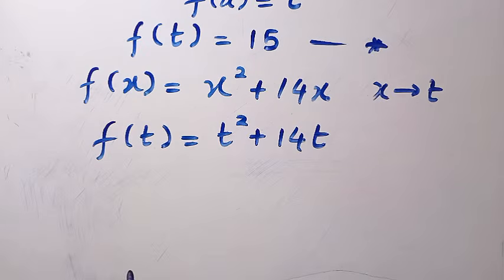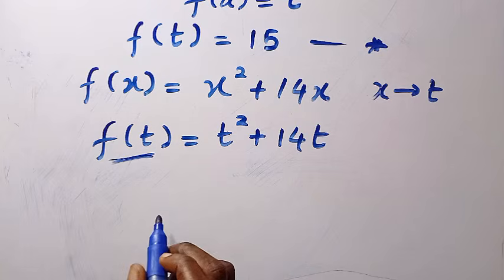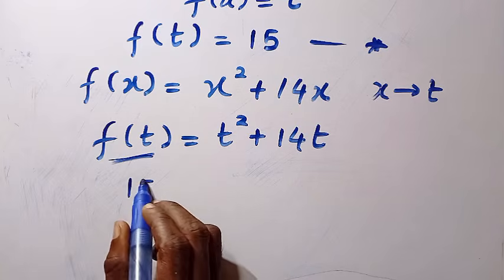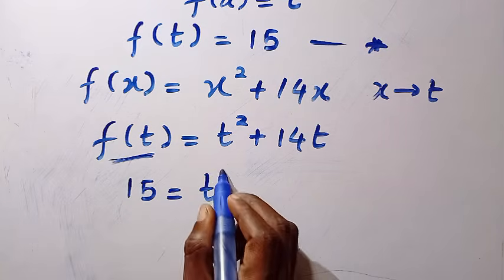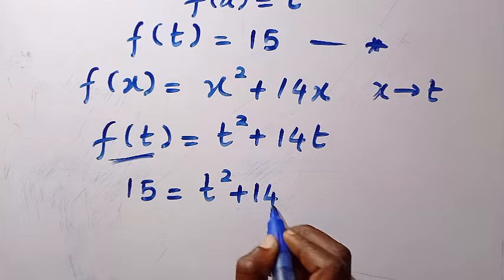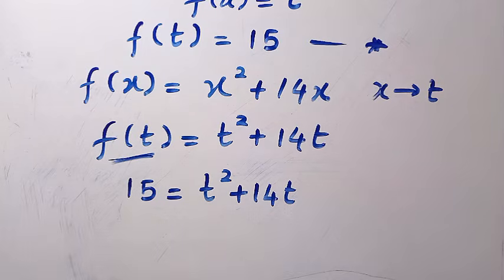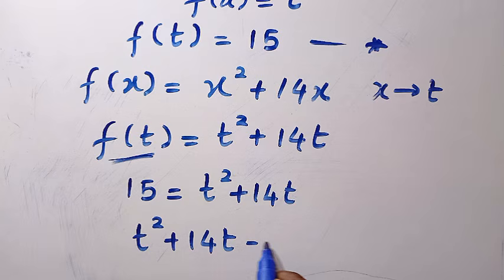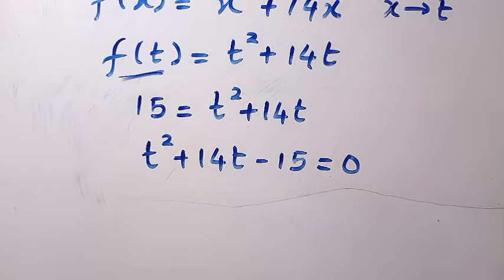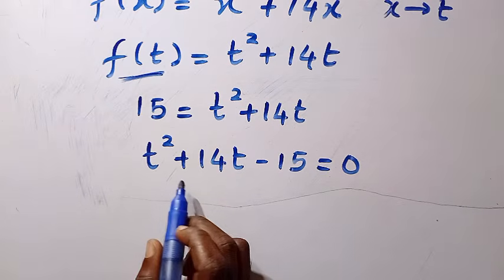And next we have f of t is given as 15. Let's replace it. We have 15 equals t squared plus 14t. So let's collect the like terms. By taking this to other side, we have t squared plus 14t minus 15 equals 0. This is a quadratic equation. We have to provide solution to t.